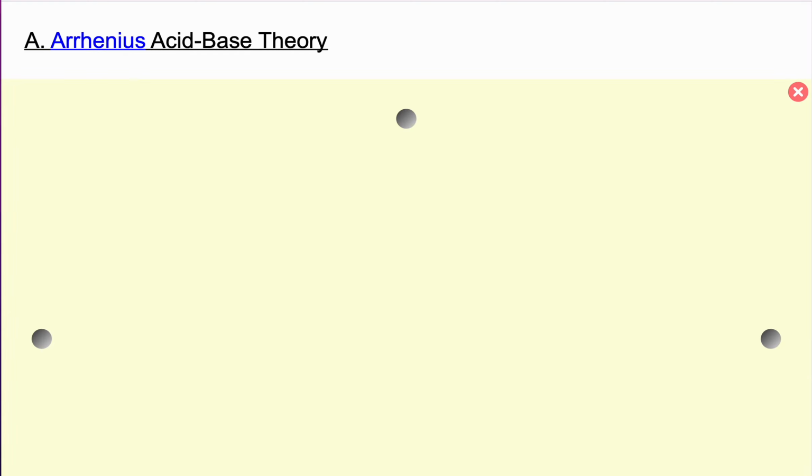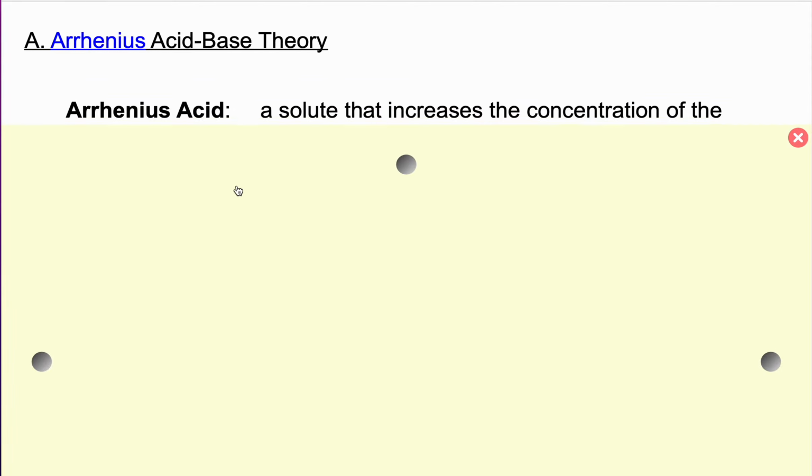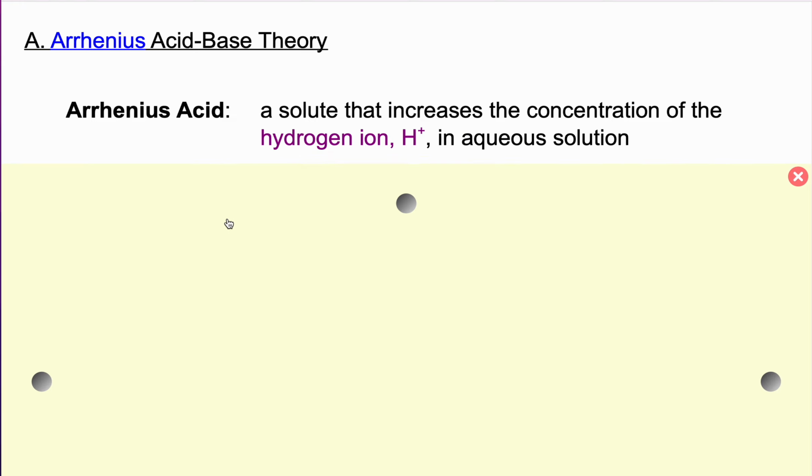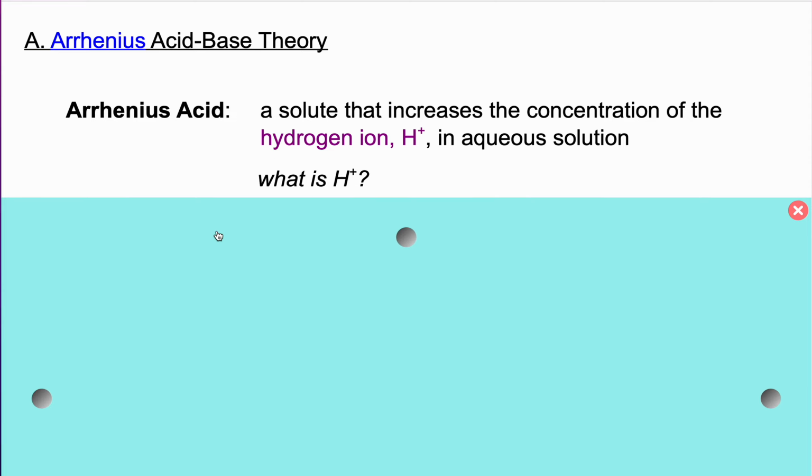Arrhenius was a Swedish scientist in the late 1800s who studied acids and found one thing in common. He found that all solutions of things that we call acids contain large concentrations of the hydrogen ion, H+, in solution. So, the Arrhenius definition of an acid is a substance that increases the concentration of the hydrogen ion in aqueous solution. In other words, if I put something in water and it dissolves and I find that I have formed more hydrogen ions, then that substance is called an Arrhenius acid.